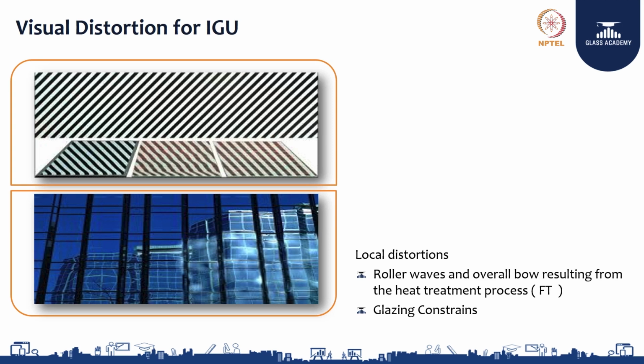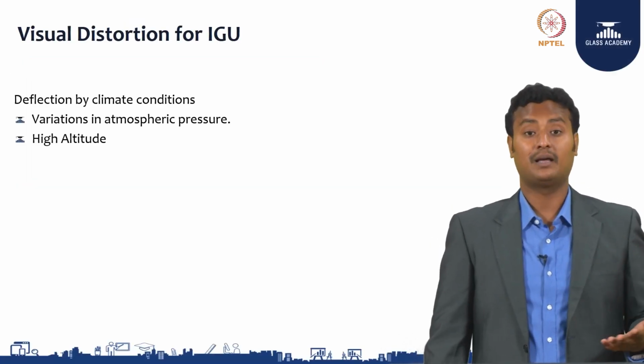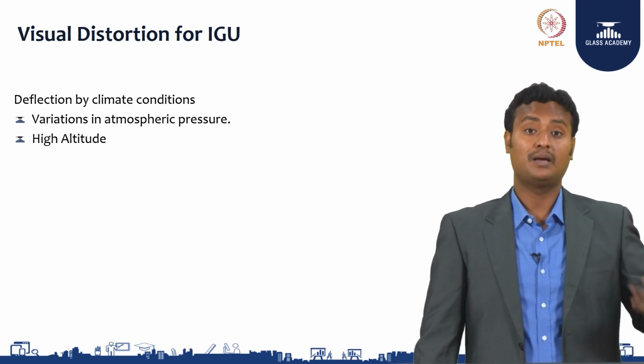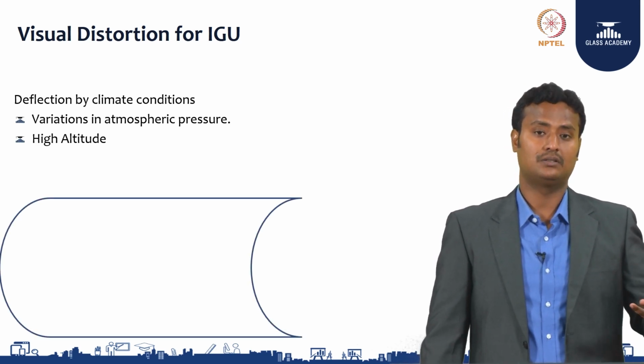And glazing constraints, there are sometimes glazing constraints. If silicone is not properly used, or if any bolt or nut is piercing it, or contacting the glass surface, one edge will be tighter than the rated tightness. So, your structure also will give a glass deflection. That will also go into effect, and it will affect as a distortion effect. And visual distortions like deflection by climatic condition, not only the process, also climatic changes, like variation in atmospheric temperatures and high altitudes, will play a major role.